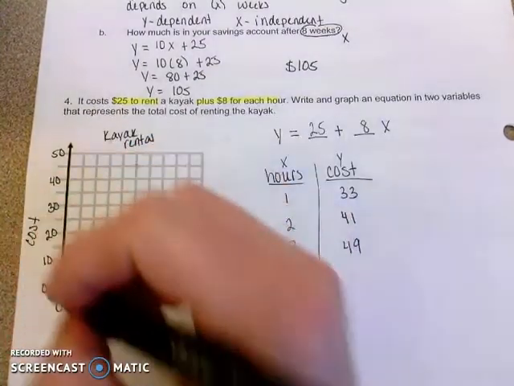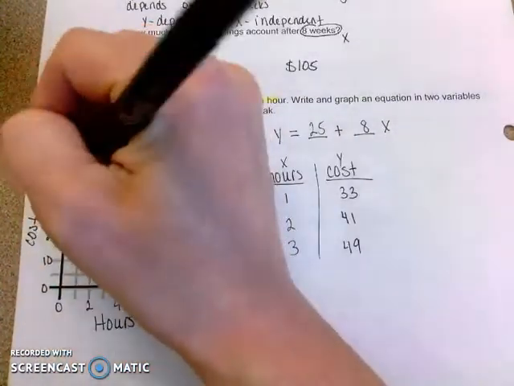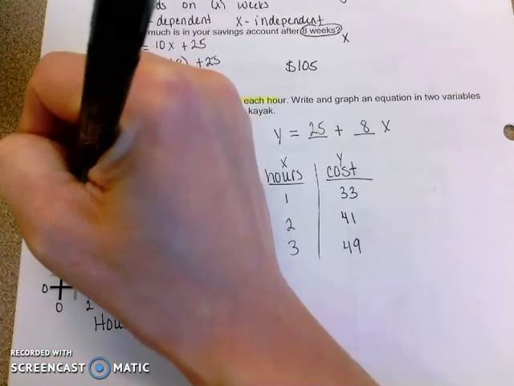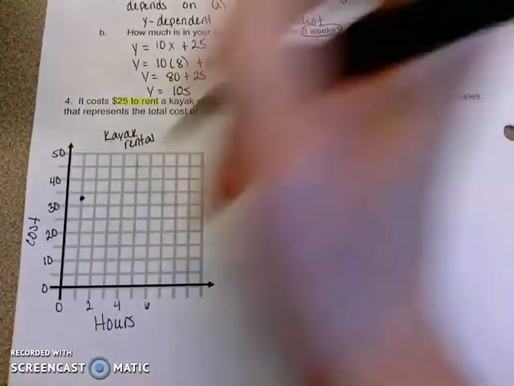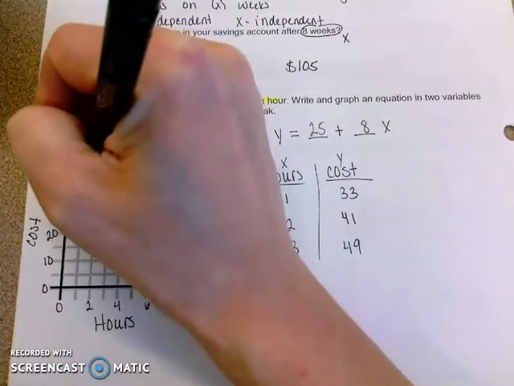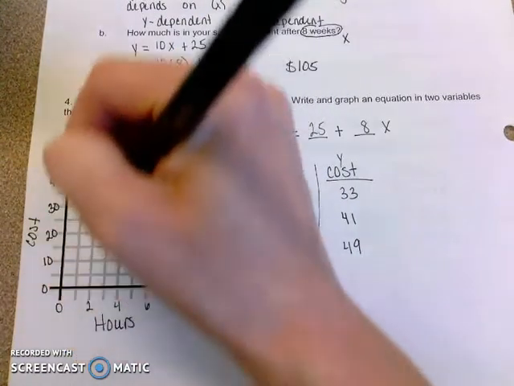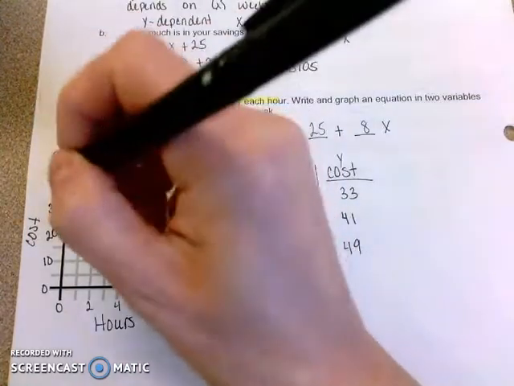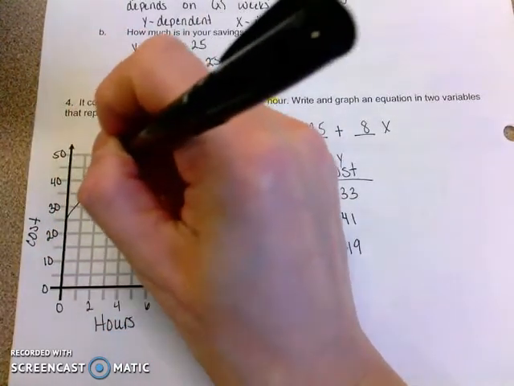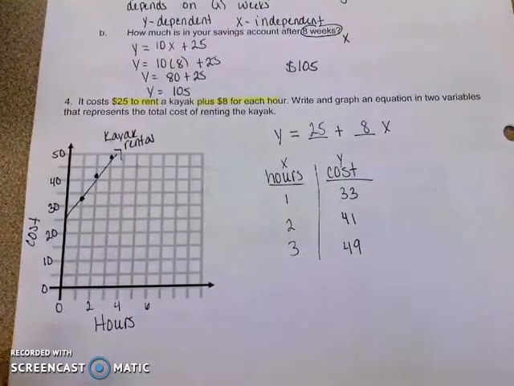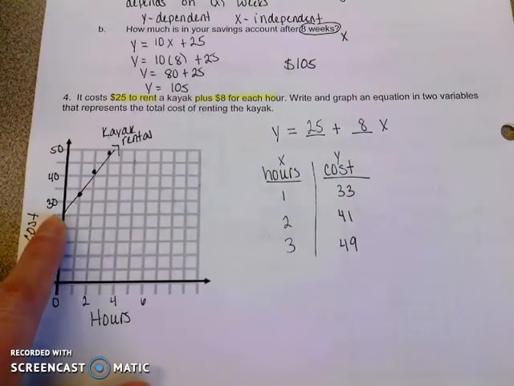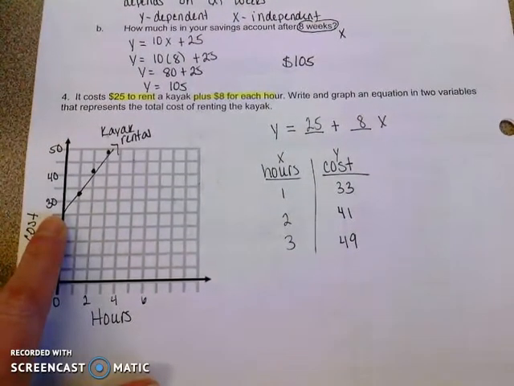So I go over to 1, up to 33, so that's going to be just before 35 here. Over to 2, up to 41, and then over to 3, up to 49. All right, and then your line should go through 25 here because it's going to cost you $25 to rent that kayak no matter what.